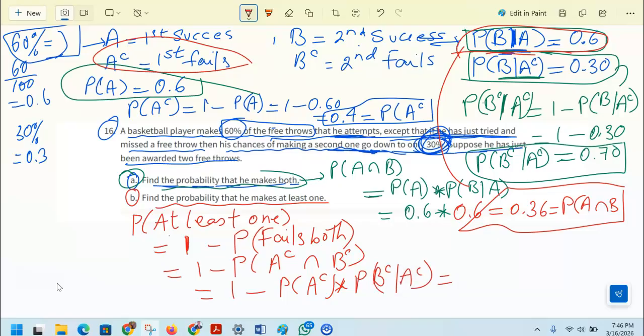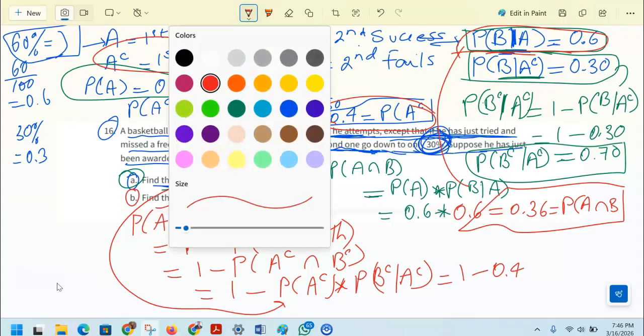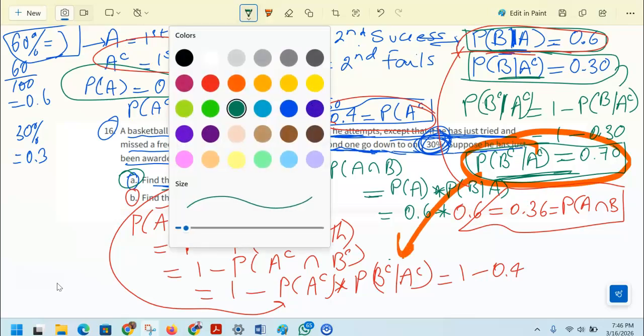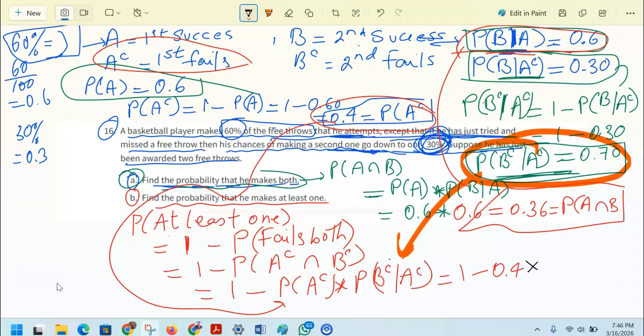So a little tricky here. So 1 minus A complement is right here. This will go right here. So the 1 minus 0.4. And I'm going to use green color to show this piece that we have done here. This piece goes right here. So it is multiplied by 0.7.